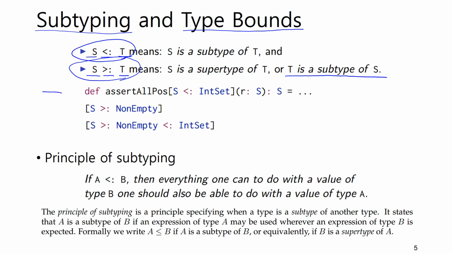So here's an example. We define a new method with type parameter S and actual argument R. And this actual argument must have type S. So we effectively implement a particular form of polymorphism.